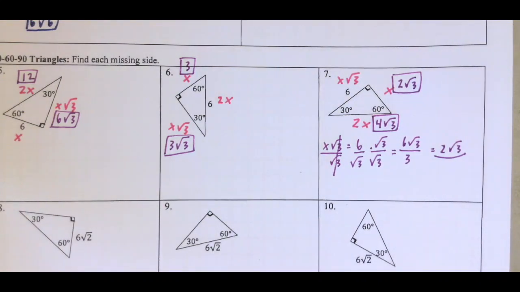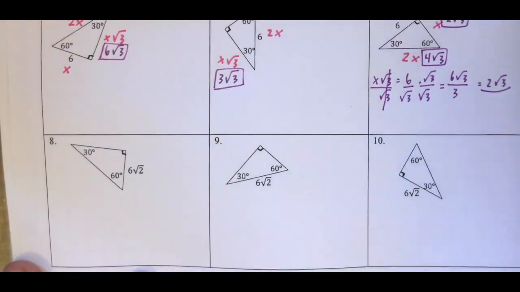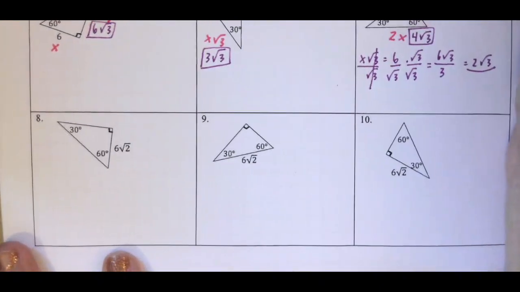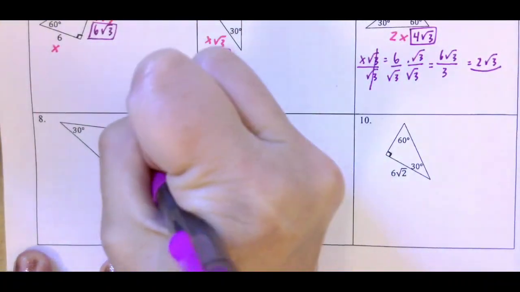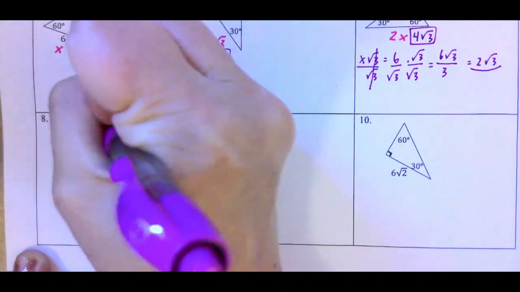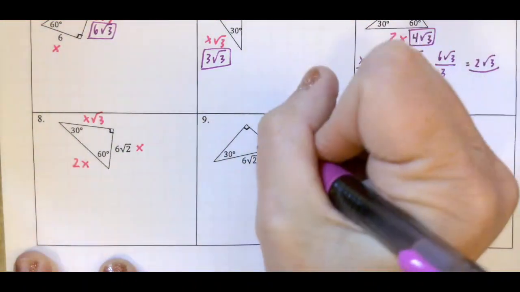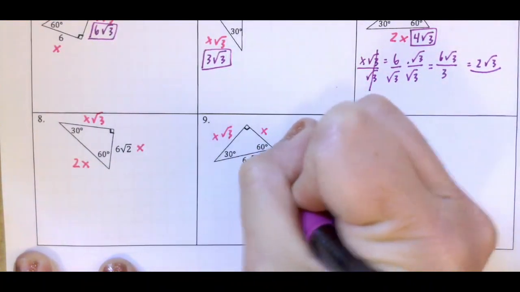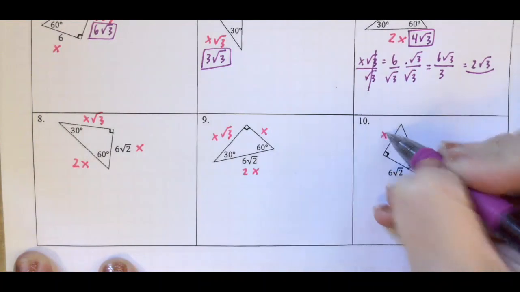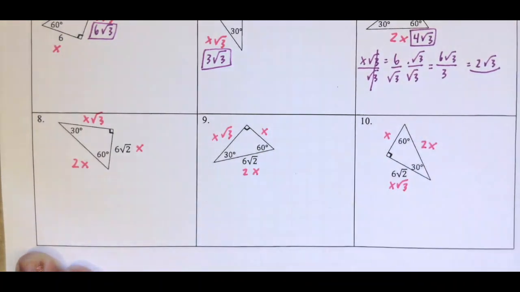All right, we should be good there. One more row. So again, I'm going to start off the same way. I'm going to label my short leg, my longer leg, and my hypotenuse. So here's my x, x root 3, 2x, and then I'll do the whole row.